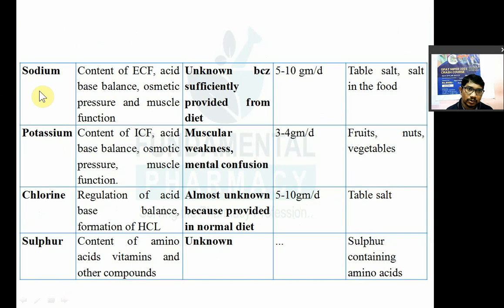Next is sodium. Where does sodium come from? Sodium comes from salt. Sodium is a component of extracellular fluid. It is an extracellular cation. It is required for acid base balance, that is its work. Osmotic pressure is regulated by sodium, and it is also required for muscle function.